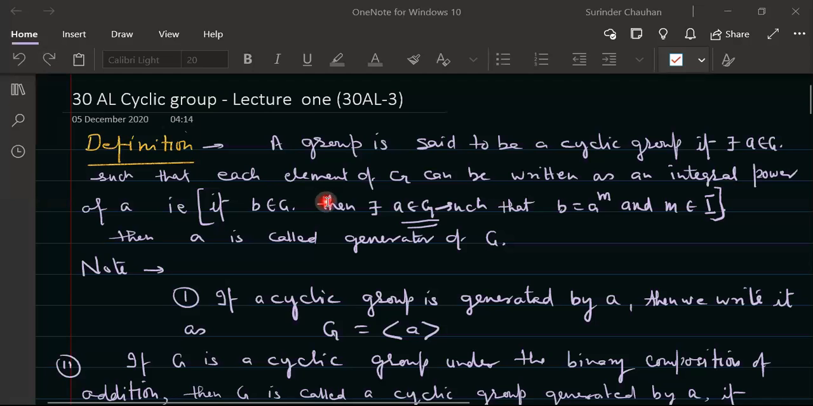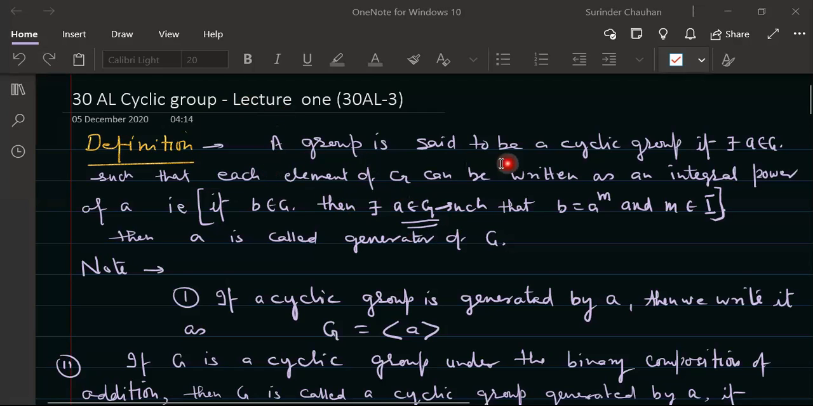Hello students, in this lecture we'll study what is a cyclic group. We'll understand this definition with an example and prove some theorem based on it. So let us define what is a cyclic group.